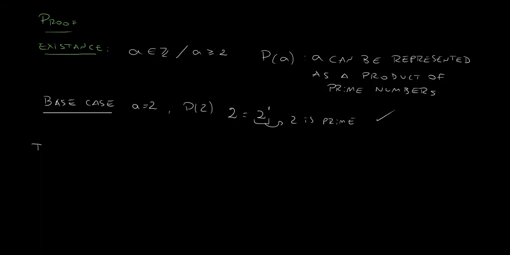Now, our inductive hypothesis is that if we had an integer d that's smaller than a, then P of d is true. So we can write d as a product of prime numbers. Now let's move on to our inductive step.